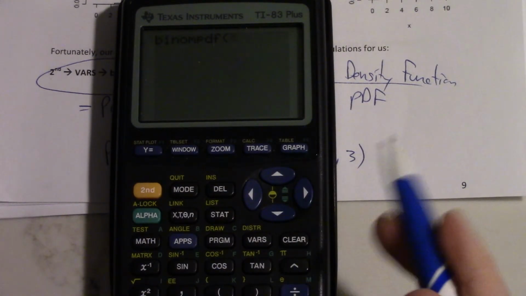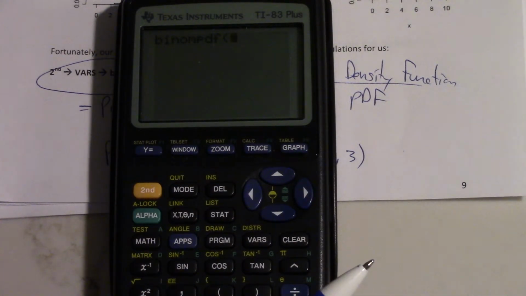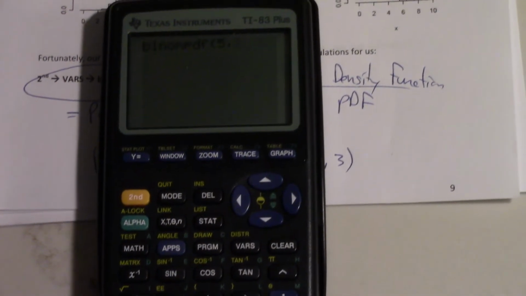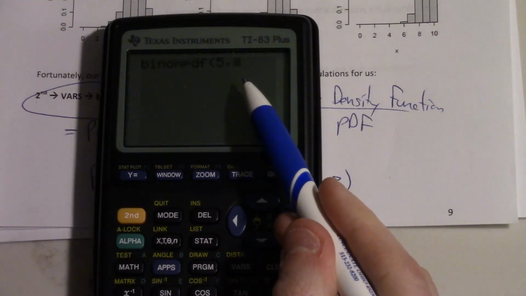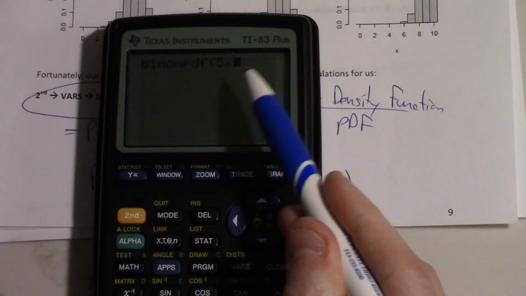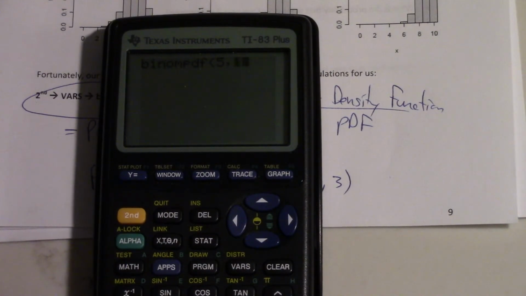So now we put in our values. N was 5, comma. The comma is above number 7, right here. Now the next entry was P, the probability of success, which was 1/6. And you can enter that as an equation. So you can do 1 divided by 6. It will do the math for you. Comma, how many successes do we want? Well, we wanted 3.